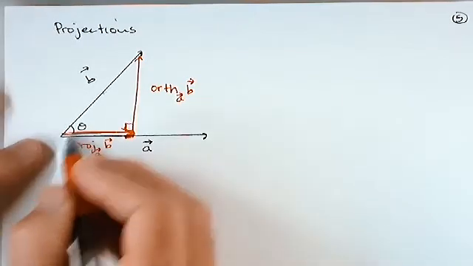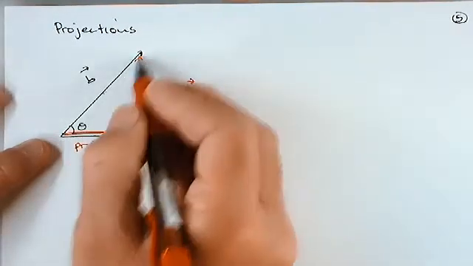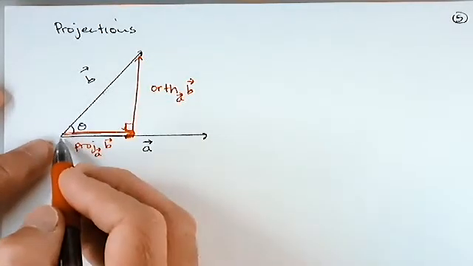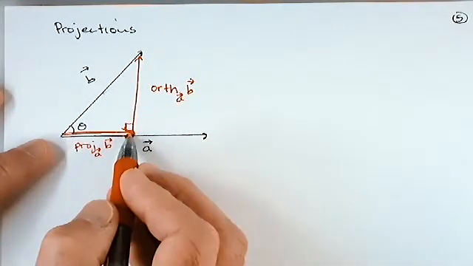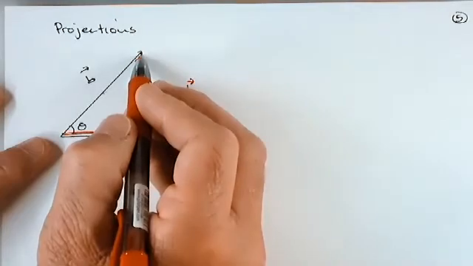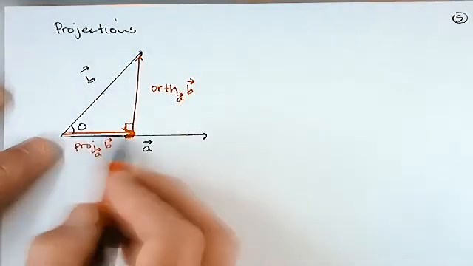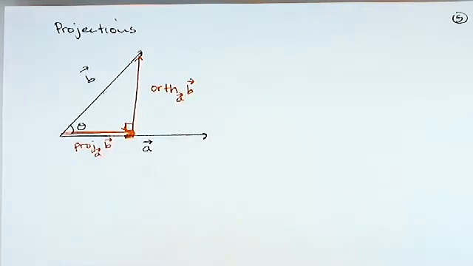So you can think of it as if you break down vector B as a sum of two vectors, one of them in the same direction as A and the other one perpendicular to A, that's what the projection vector is. It's the part of B that's going in the same direction as A.